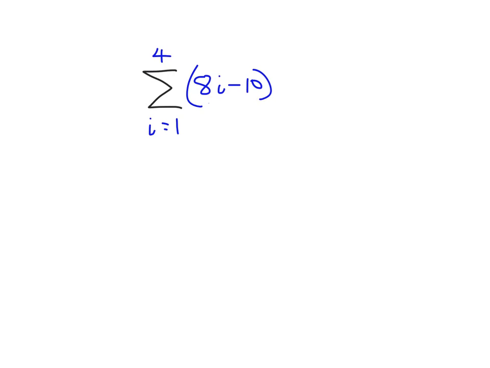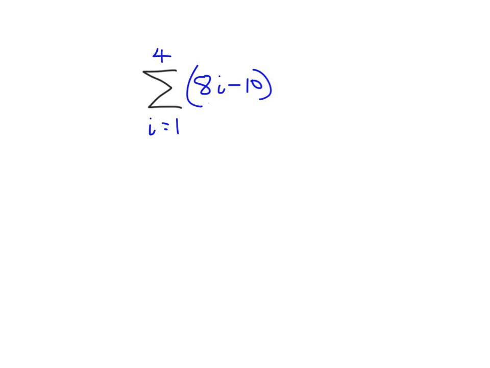Alright, so let's go ahead and talk about what this whole confusing mess means, and you'll find out it's pretty simple. It means that we're going to start with the number 1, and we're going to go through the number 4, including 4. So we're going to start with 1 and go to 4 and put those numbers, 1, 2, 3, 4, in for i. Okay?